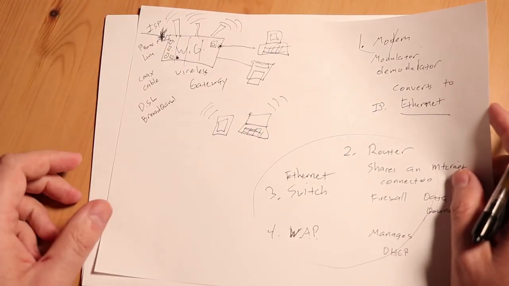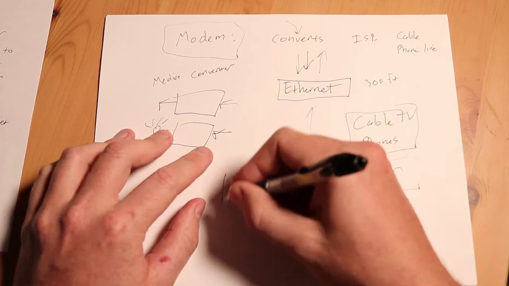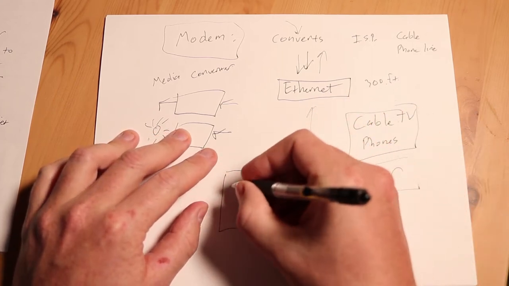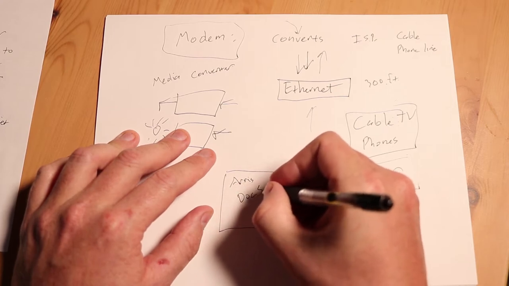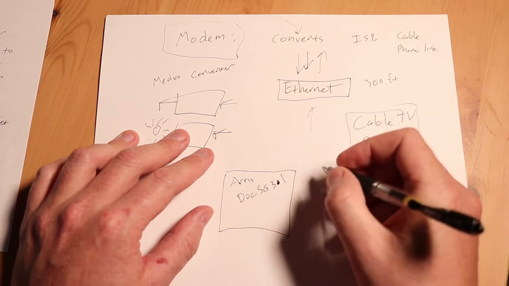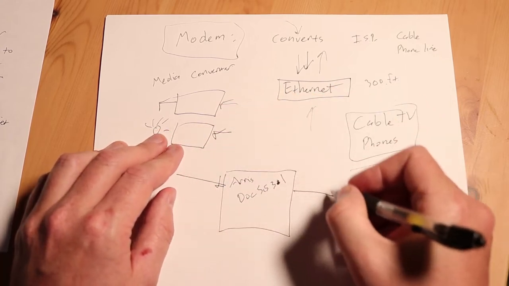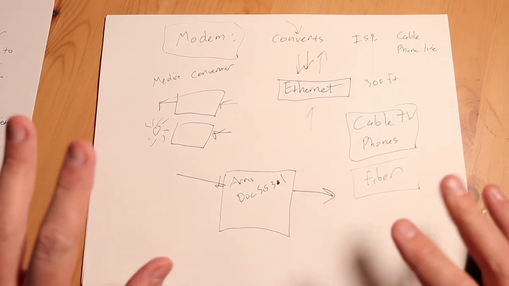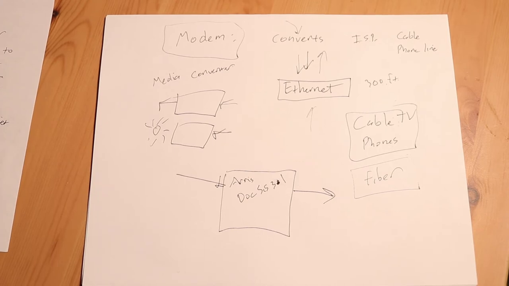And it's only one of the four components in your wireless gateway. You can buy a modem separately. You can buy your own modem, and Aeris makes one. It's a DOCSIS 3.1 modem right now, and your cable will come in and your Ethernet will come out. The important thing to understand about a modem is all it's doing is converting one line to another. It's a converter box, okay?